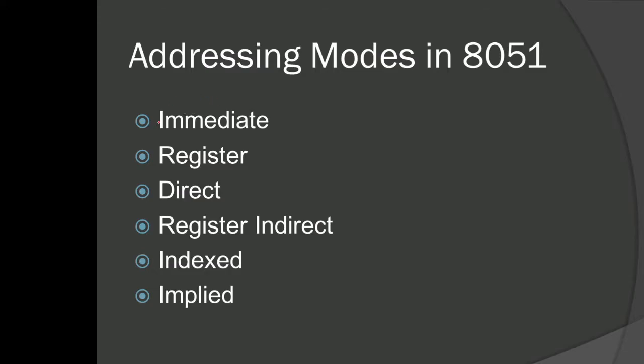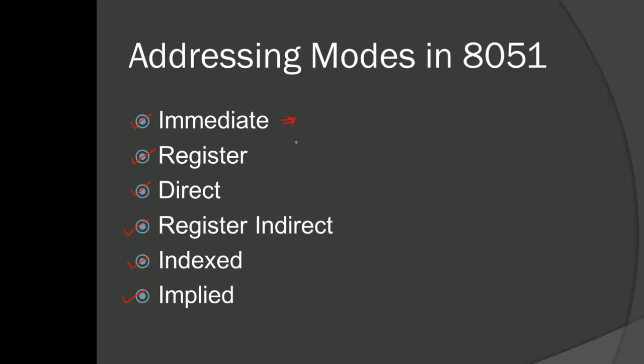In 8051, there are 6 addressing modes present. First is immediate addressing mode, then register addressing mode, direct addressing mode, register indirect addressing mode, indexed addressing mode, and implied addressing mode. Let's check out one by one.